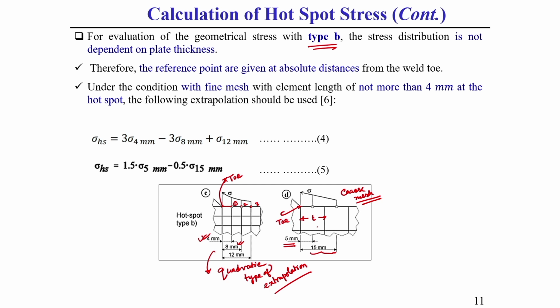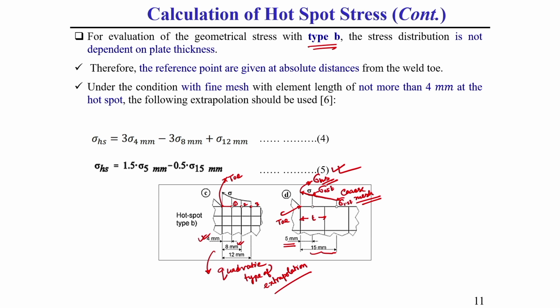Okay. So, at 0.5 T whatever the stress value will be, that stress sigma 0.5 T we will get, and whatever the stress value at 1.5 T, that stress value we will get. Through these 2 stress values we need to draw a straight line. After that, we need to extrapolate it up to the weld toe location. At that location whatever the stress value will be, that is called hot spot stress using the coarse mesh approach. So, this I have shown in equation number 5. This is generally used for hot spot stress calculation for type B hot spot point.